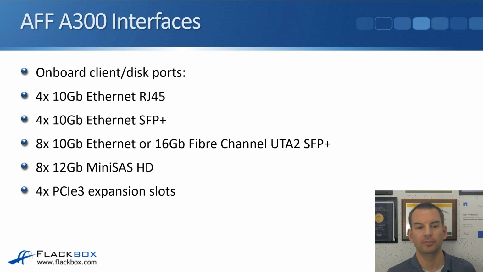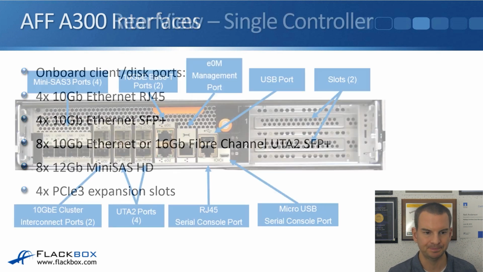The interfaces on the A300: it's got 4 10 gigabit Ethernet RJ45 ports, 4 10 gigabit Ethernet SFP ports, which take transceivers, 8 10 gig Ethernet or 16 gig Fibre Channel UTA2 ports, 8 12 gig mini SAS ports, and it's got 4 PCI Express 3 expansion slots. With the different chassis, some of them take PCI Express expansion slots, and some of them have got I/O module expansion slots. These are a different form factor. So whenever you're buying a card that's going to fit into one of the expansion slots, you need to make sure you get the correct type. It's going to be either one or the other.